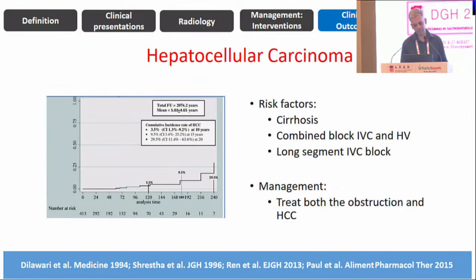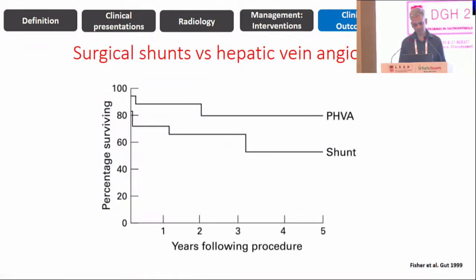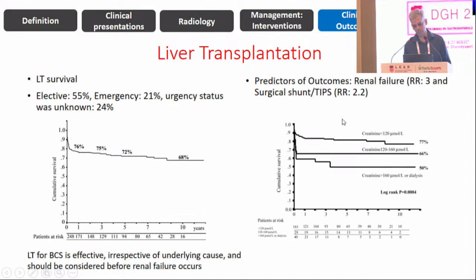Our own data suggests that patients with Budd-Chiari are predisposed to developing HCCs. Risk factors include cirrhosis, combined blocks, and long segment blocks, and these patients can very well be managed, where you can intervene for both the Budd-Chiari and the HCC. Surgical shunts are now not commonly used because we have radiological shunts, which, when created, have been shown to have better outcomes than surgical shunts.